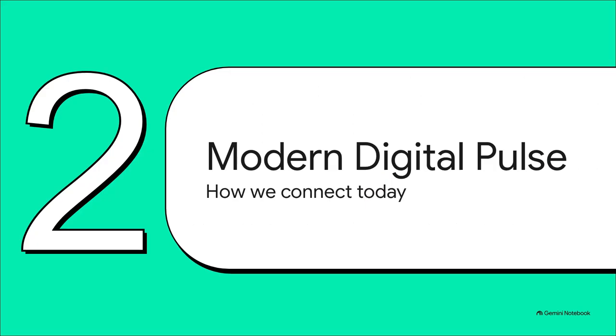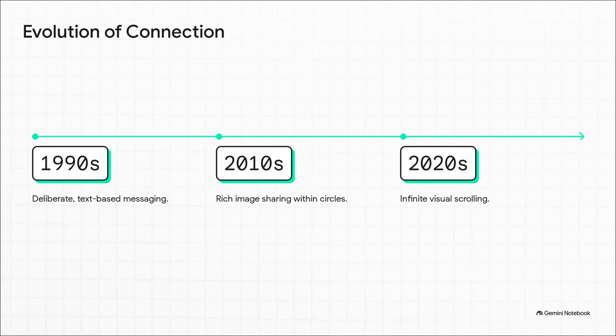Moving right along to section two, the modern digital pulse. Since we know the pulse is shrinking, it's worth looking at how we actually got here. Tracing this timeline chronologically shows a really fascinating evolution, moving from deliberate communication to this highly visual, continuous feed. Back in the 90s and early 2000s, digital connection was super deliberate. You literally had to sit at a big, clunky desktop, boot up a messaging client, and actively type out text to one specific person.